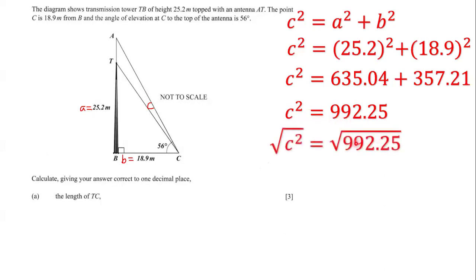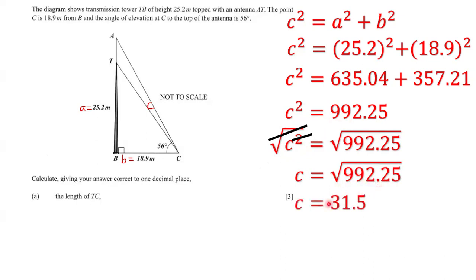Next, we take the square root of both sides. And when we take the square root of both sides of the equation, we are doing that because we want to get rid of this power 2. And so we cancel this with that. And so we get that C is equal to the square root of 992.25. And so we get that C is equal to 31.5. And so that means that the length TC is equal to 31.5. That's the answer here.